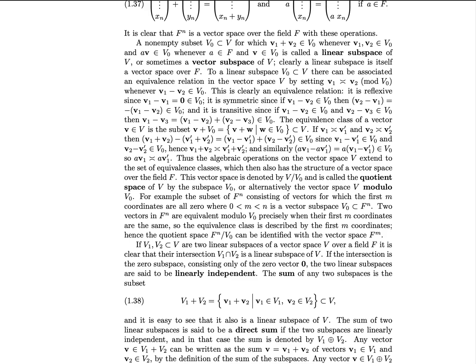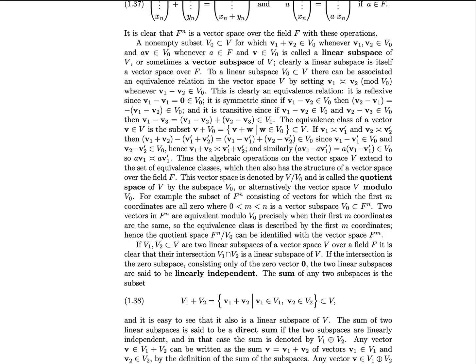Thus, the algebraic operations on the vector space V extend to the set of equivalence classes, so this also has the structure of a vector space over the field F. We denote this vector space as V quotiented by V0, which is called the quotient space of V by the subspace V0, or we can write the vector space V modulo V0.